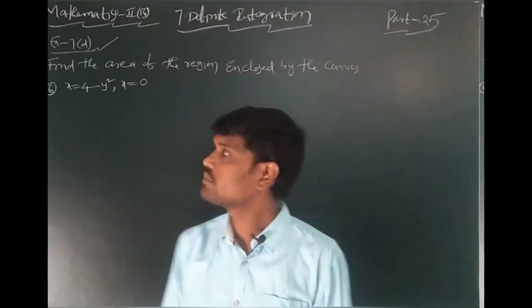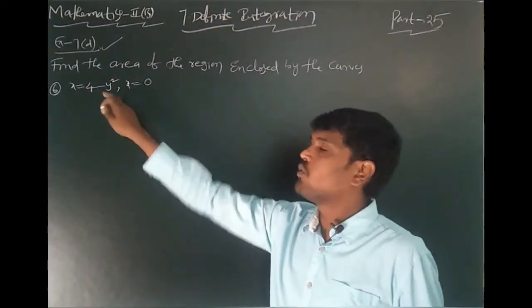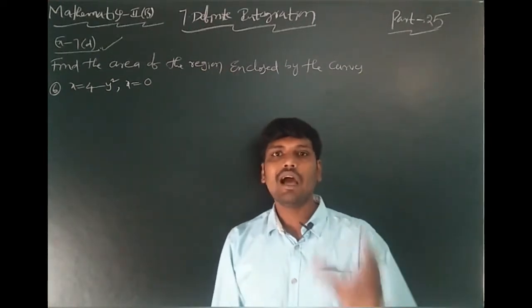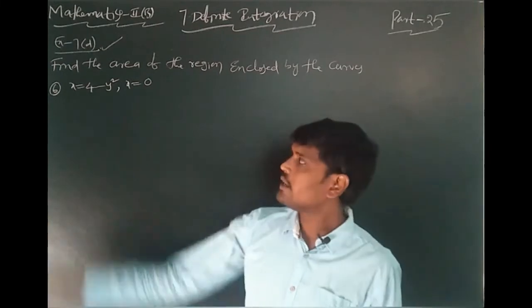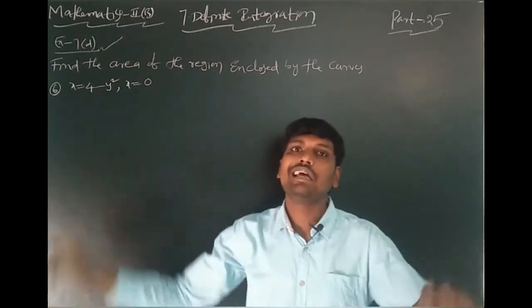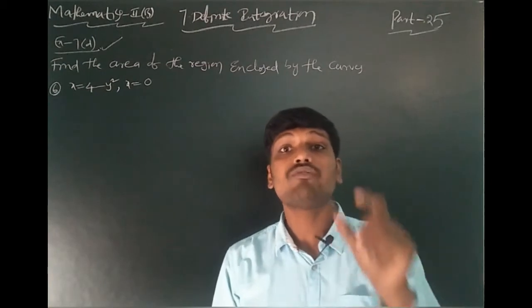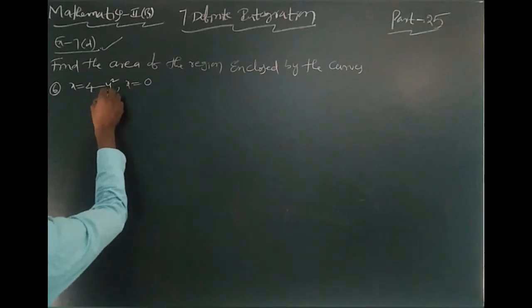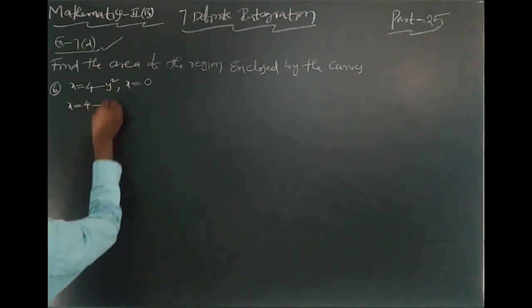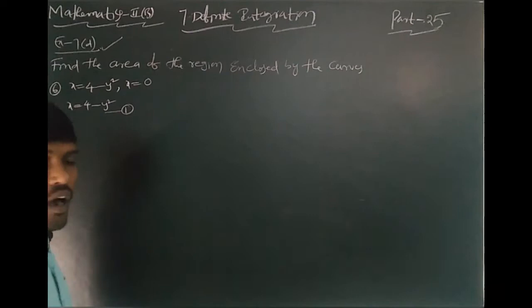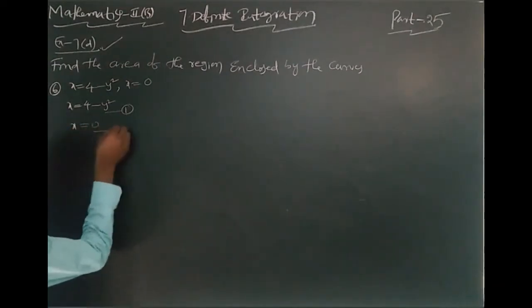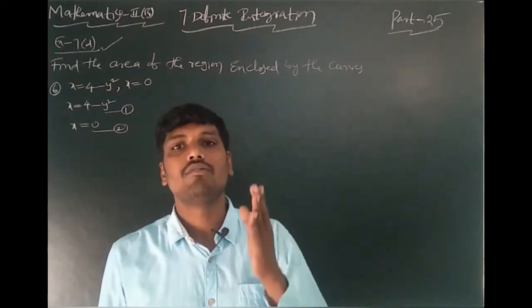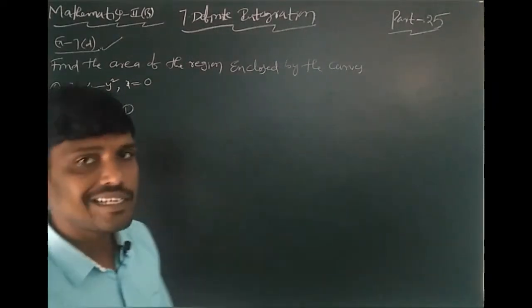Next problem: x is equal to 4 minus y square, x is equal to 0. Here limits are not given. Here the function is in terms of y, so the limits will also be in terms of y. First you find the limits. Two cases are given. First case: x is equal to 4 minus y square, this is equation 1. After that x is equal to 0, which is the y-axis. The y-axis equation is x equal to 0.